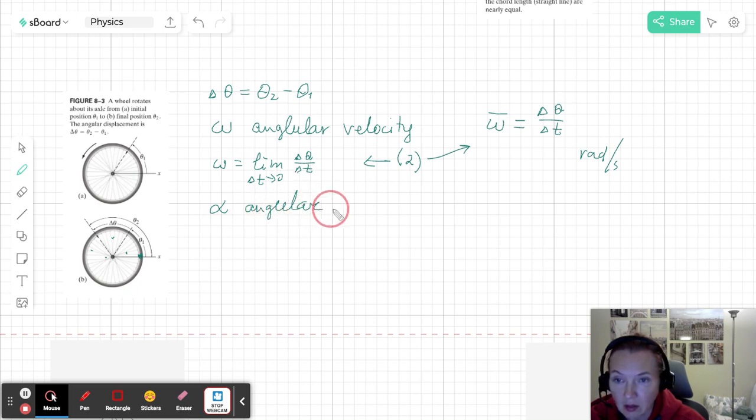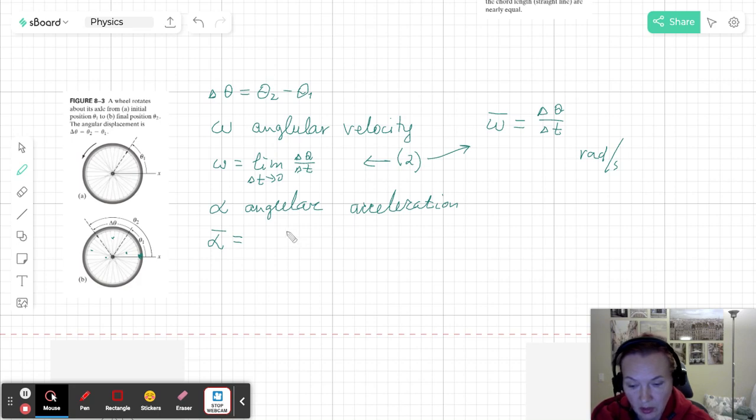Angular acceleration. We're using letter alpha, and the average angular acceleration is going to be equal, similarly to the linear one, to omega 2 minus omega 1 over delta t, which is delta omega over delta t.